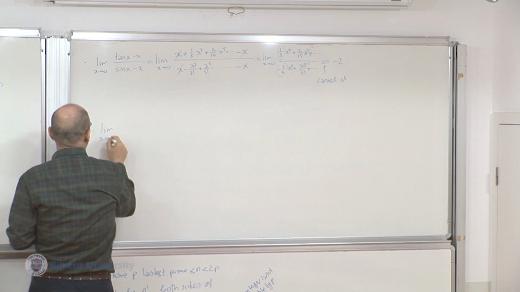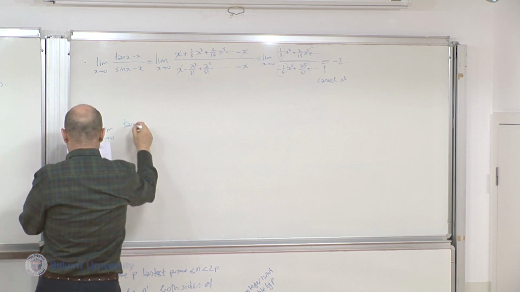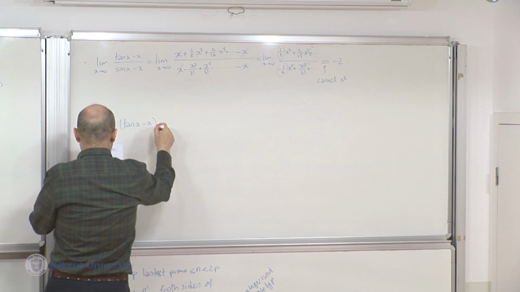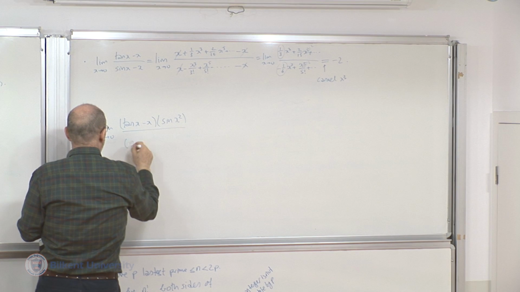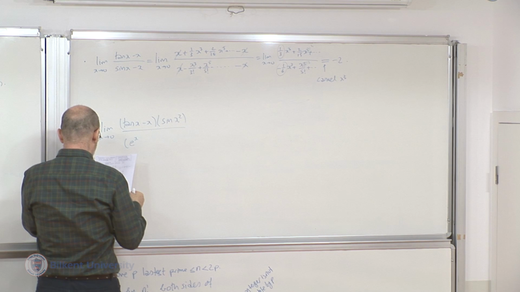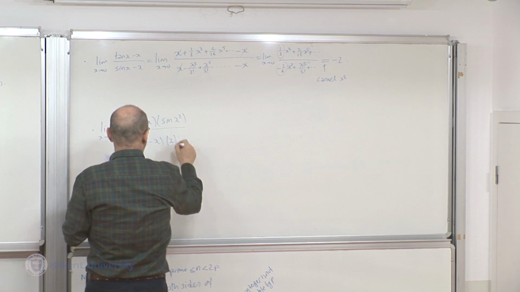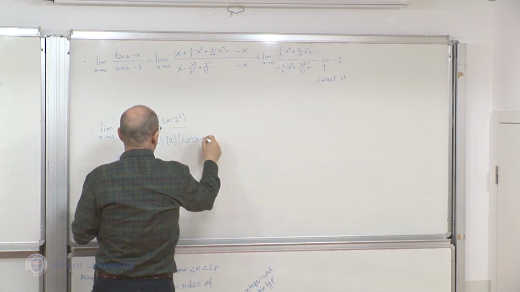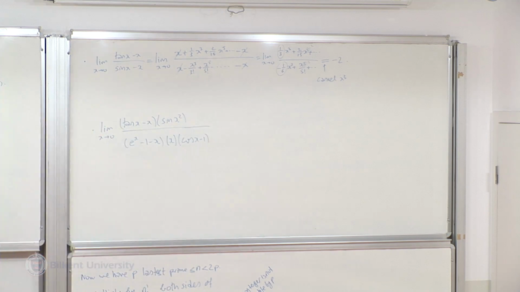So limit x goes to 0, tangent x minus x times sine x squared divided by e to the power x minus 1 minus x, and then I multiply this by x and cosine x minus 1. Okay, so nobody wants to do L'Hopital here. So here the easiest way is to look at Taylor series.